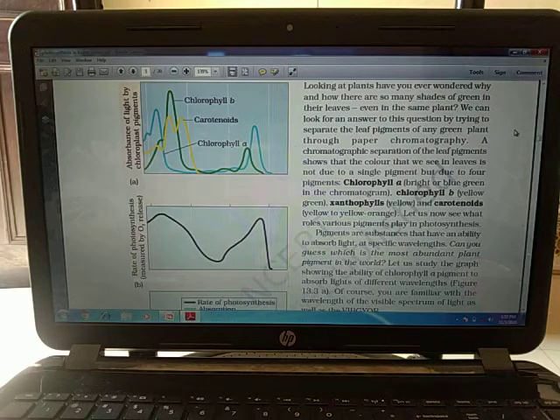We have discussed the action spectrum in this video, and in the next video we'll discuss the further portion: how we can demonstrate the separation of the photosynthetic pigments, and we'll discuss the photosynthetic units.